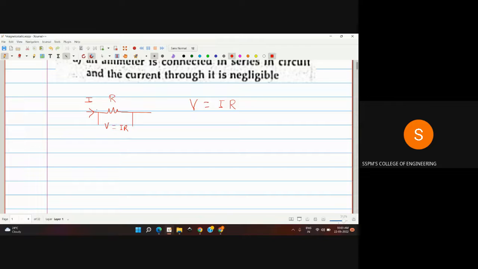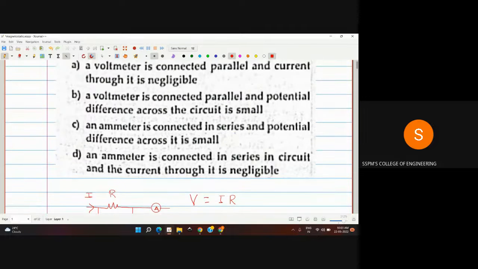And current is flowing through the series of the resistor, isn't it? Now, if you want to measure the current, then the ammeter should be connected in series with the resistor. And for measurement of the voltage, the voltmeter should be connected across the resistor. So look at here. For measurement of the current, the ammeter should be connected in series, and for measurement of voltage, the voltmeter should be connected in parallel. So you check out the options.